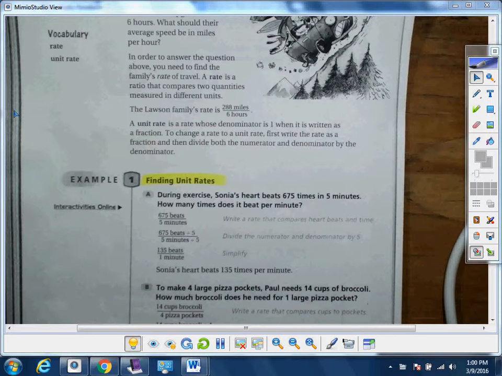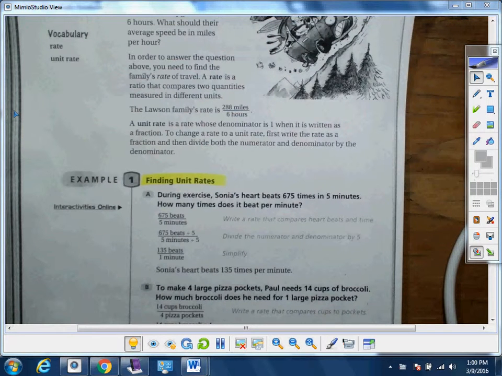So today we're going to find out the unit rates. What we're going to do is start with example A, because we started doing unit rates yesterday. We did cover example A, but we're going to do example A. We'll take a look at example B, and then we're going to move on to the guided practice part and do a few unit rates.